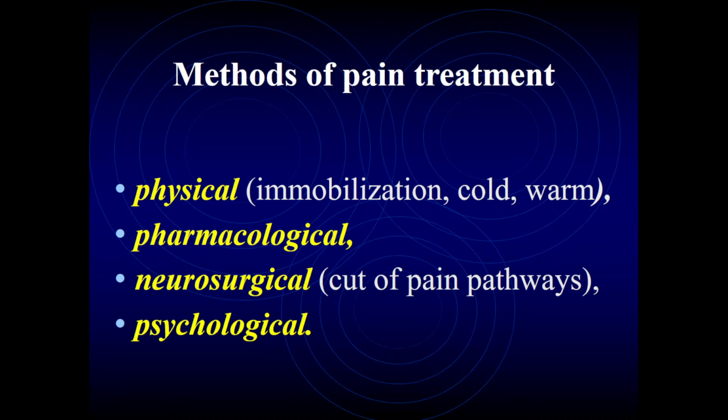For example, pathways of definite fibers of trigeminal nerves, because inflammation of fibers of trigeminal nerves causes very severe pain. And psychological, it means psychotherapy, hypnosis, and other methods.